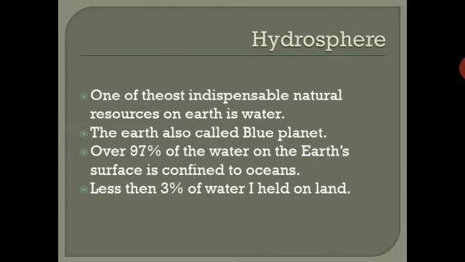The hydrosphere consists of the water in its various forms on the earth. Over 97% of the water on the earth's surface is confined to the ocean. So if we take 100% of the water on earth, 97% is completely ocean. The remaining less than 3% is held on land, and it is pure water, which we utilize as groundwater, rivers and so on. Only the remaining 3% is normal water that we use as our sources.